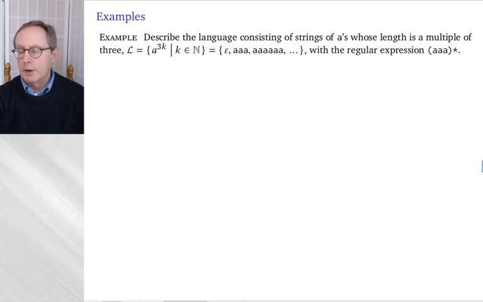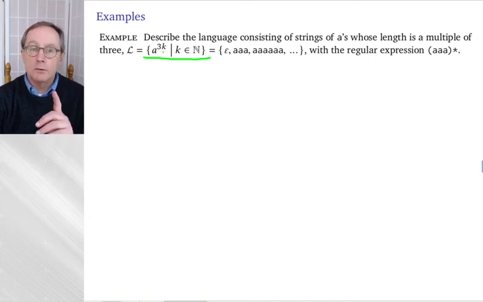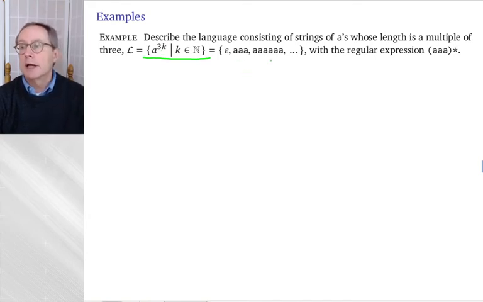Okay, so for example, if I want to describe the language of strings of A's whose length is a multiple of 3, one way that you can describe such a language is with set notation, the collection of strings whose length is a multiple of 3. So you might have AAA, that's when K is 1, AAAAAA, that's when K is 2. Don't miss the K equals 0 case. That's the empty string, and etc. You see where I'm going with this. So how do you describe that language? Well, the answer is you write down the regular expression AAA, put parentheses around it with the star.